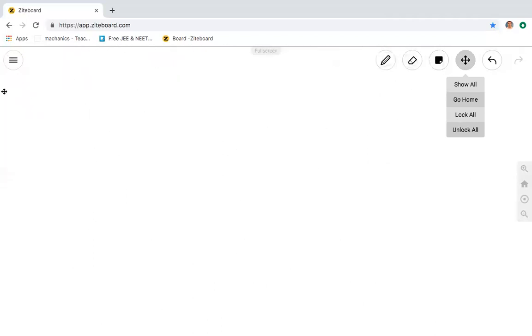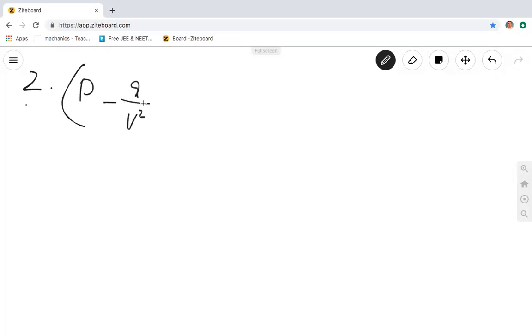Now, second, on this homogeneity of equations. Now let me go to here. See, if I have an equation P minus A by V square into V minus B is equal to NRT, and I ask you what are the dimensions for A and B.